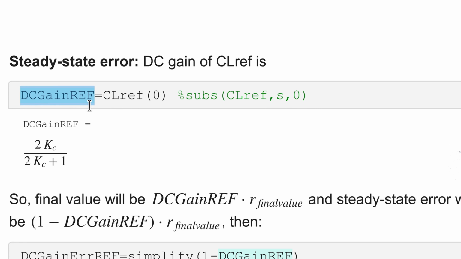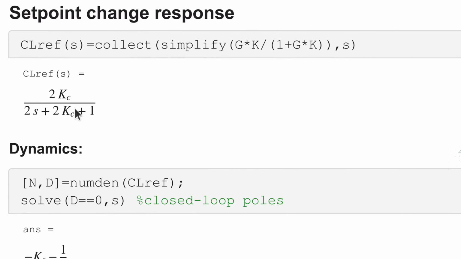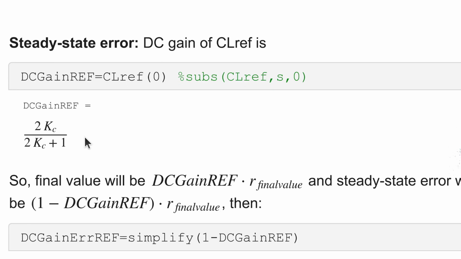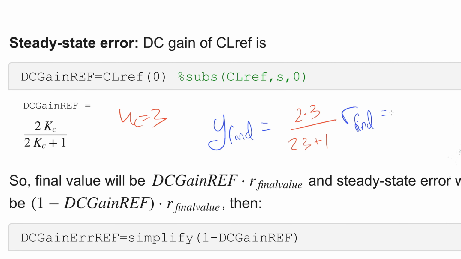Well, the DC gain of the reference to output transfer function will be just replacing s by 0 in the transfer function. So this is it. This is the DC gain. So for instance, let's say if Kc were 3, then Y final will be this expression times the final value of the set point, that if it is a step, well, it's the value, but okay, so it will be 6/7, the final value.